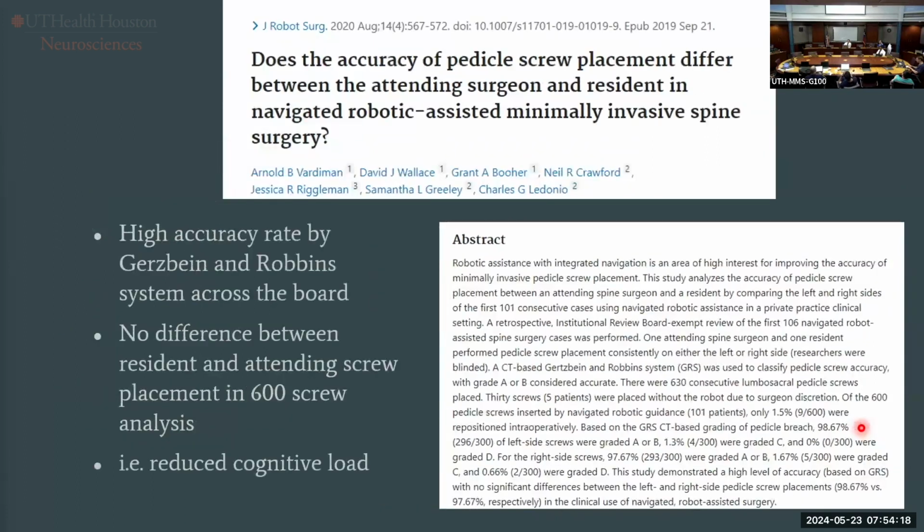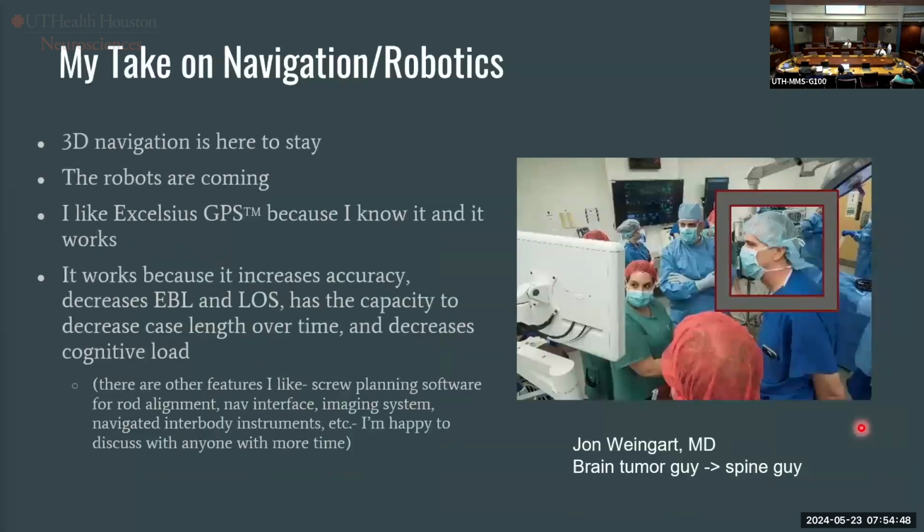Again, this is another study highlighting that basically 600 pedicle screws, one side, it was the same 2 surgeons. One was a seasoned attending surgeon, the other was a trainee. They did a bunch of cases in a row, 600 pedicle screws. They split them evenly. One person did one side, the other did the other side. Then they had a blinded reviewer analyze pedicle screw accuracy, and there was no difference between the attending and trainee. So again, it reduces your cognitive load. When things are going where they're supposed to go, you can concentrate on other portions of the case.